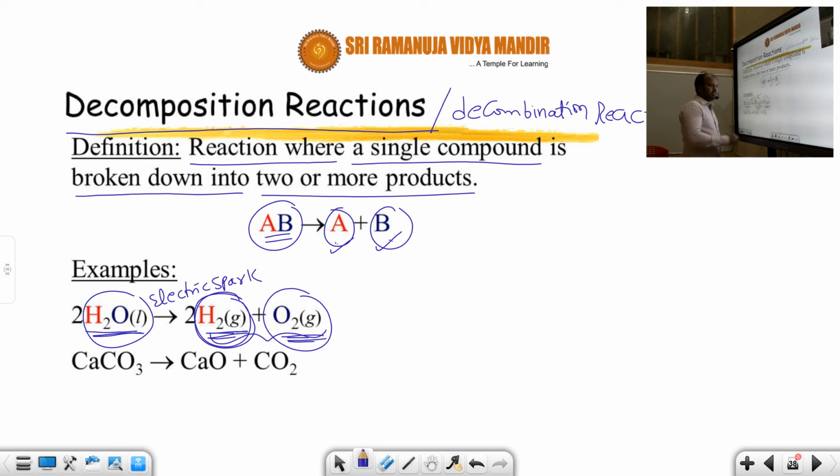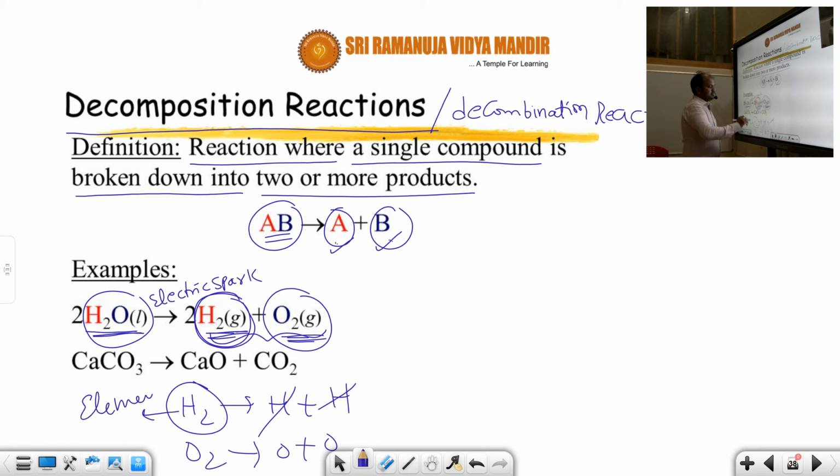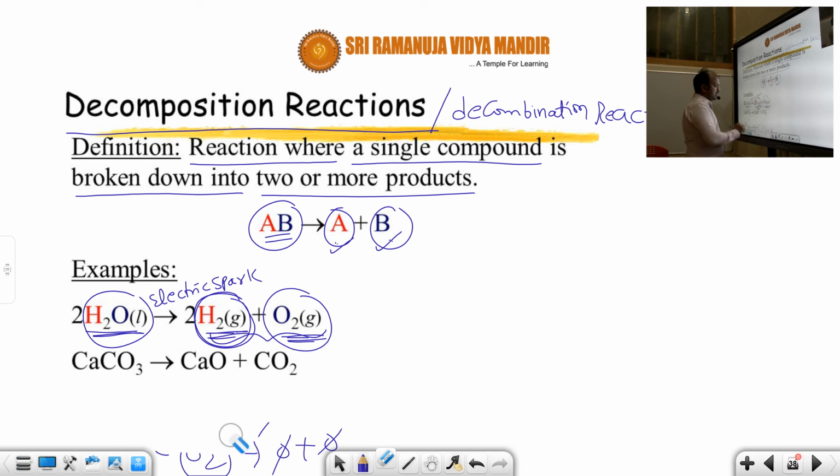How can I say that hydrogen and oxygen are elements? H2 means H plus H. Oxygen, O2, means O plus O. In hydrogen, identical atoms are there. Whenever identical atoms are there, that molecule is said to be an element. In oxygen, identical atoms are there. That's why the O2 molecule is said to be an element. So a molecule is said to be an element if it is formed by the combination of identical or same atoms. When is a molecule said to be a compound? If the molecule is formed by the combination of different atoms, then the molecule is called a compound.